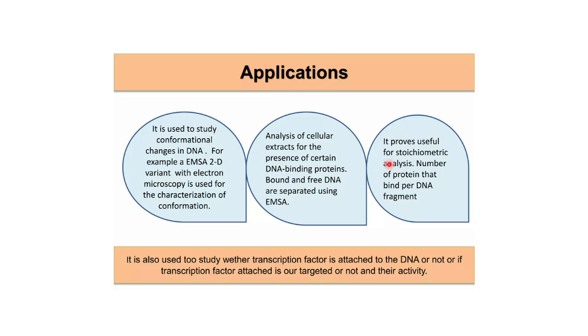The applications of EMSA include conformational changes in the DNA, like an EMSA 2D variant with electron microscopy can be used for characterization of the conformation. Analysis of cellular extracts for the presence of certain DNA binding proteins. Bound and free DNA are separated using EMSA. It proves useful for stoichiometric analysis, the number of proteins that bind per DNA fragment. It is also used to study whether a transcription factor is attached to the DNA or not, or if the transcription factor attached is to a targeted DNA or not.